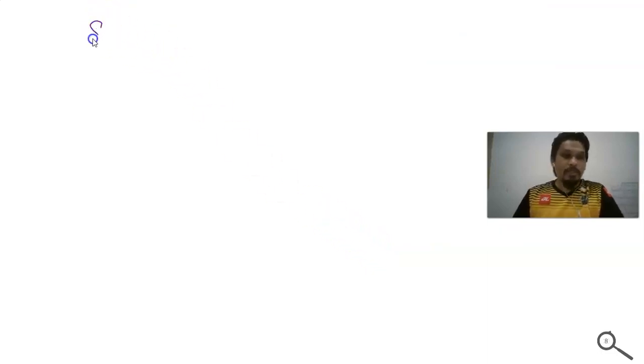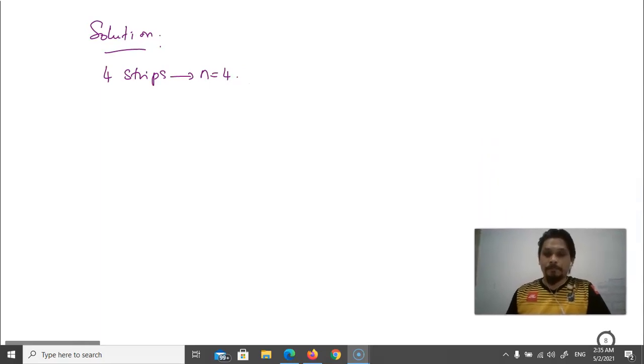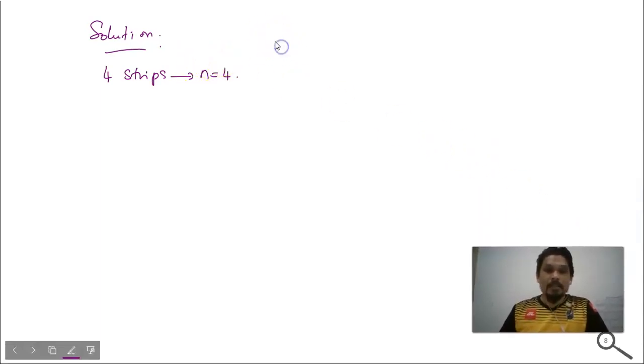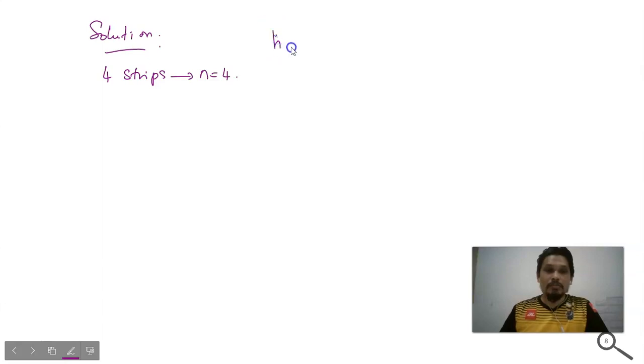Okay, the solution with 4 strips means that n is equal to 4. And then h is equal to b minus a divided by n.